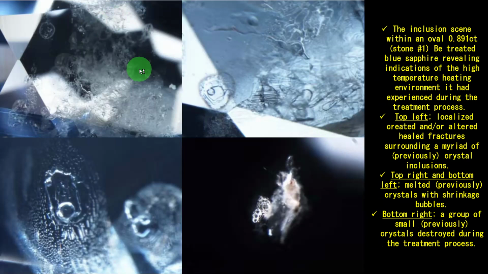Now look at here. There are 4 pictures here. Inclusions seen within an oval 0.891 carat stone, stone number 1, a beryllium treated blue sapphire revealing indications of the high temperature heating environment it had experienced during the beryllium treatment process. Top left: localized, created and altered healed fractures surrounding a myriad of crystal inclusions.